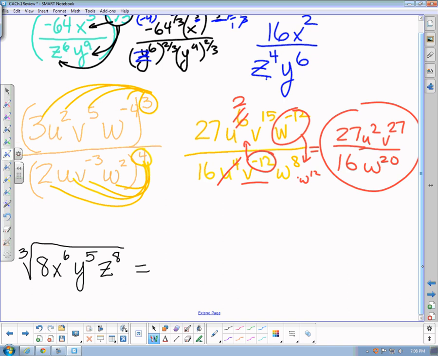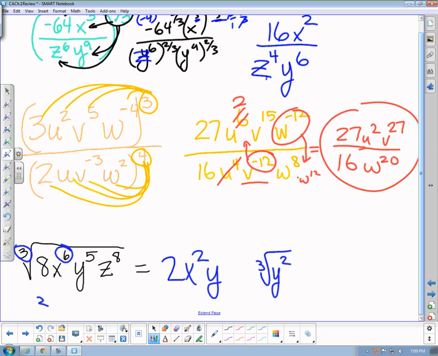Third root of 8x to the 6th, y to the 5th, z to the 8th. Third root of 8 is 2. Third root of x to the 6th is x squared, because 6 divided by 3 is 2. Y to the 5th, and the third root of that, you can take 3 of them away, because 5 divided by 3 is 1, so there would be a y on the outside. And there's 2 left over, so the third root of y squared still stays underneath.